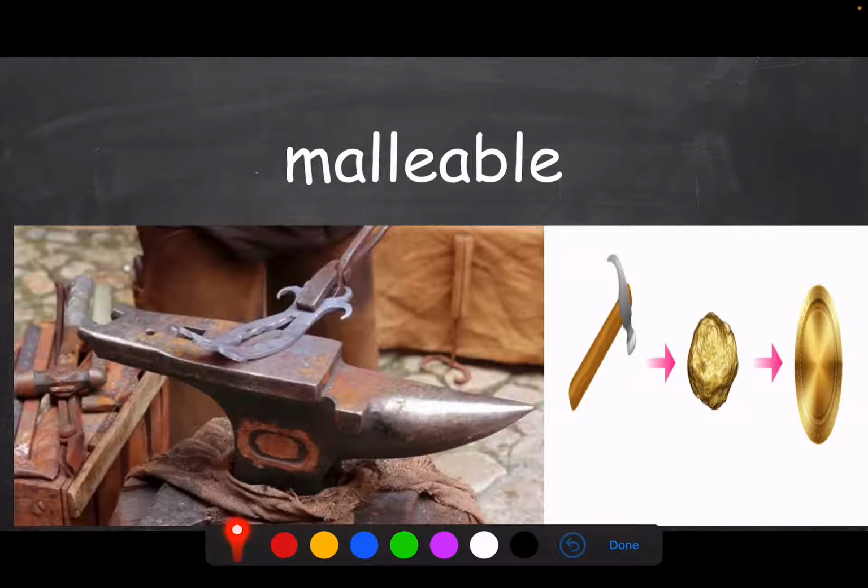So in this image here, we see iron being made into a very intricate shape. We also see here how a ball of gold can be made into a flat disc or coin. That is the property of being malleable.